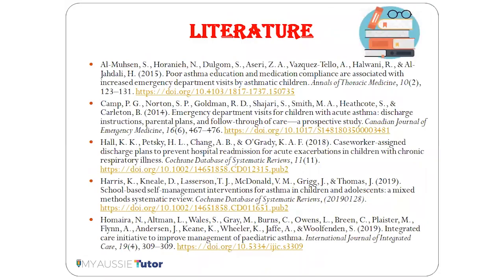So I'm going to give you a simple example of the literature that was accessed. The first article selected was about poor asthma education and medication compliance associated with increased emergency department visits by asthmatic children, a very specific article. Then the other article was emergency department visits for children with acute asthma, discharge instructions, parental plans, and follow through of care. A prospective study was conducted to check how effectively the discharge instructions and parental plans work in cases of children who are discharged.